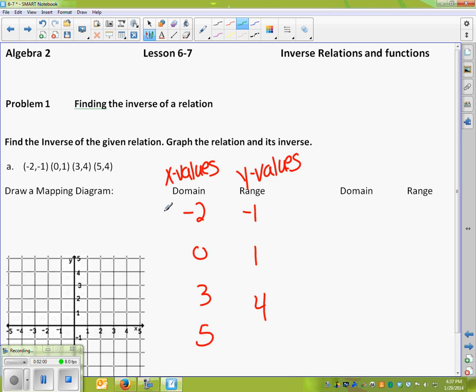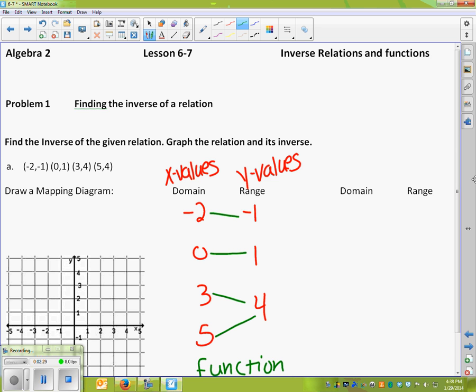And then I need to map it together. -2 goes with -1, 0 with 1, 3 with 4, and 5 with 4. So to define something as a function, each x can only have one line coming from it. You cannot repeat the x values. So this one is a function.